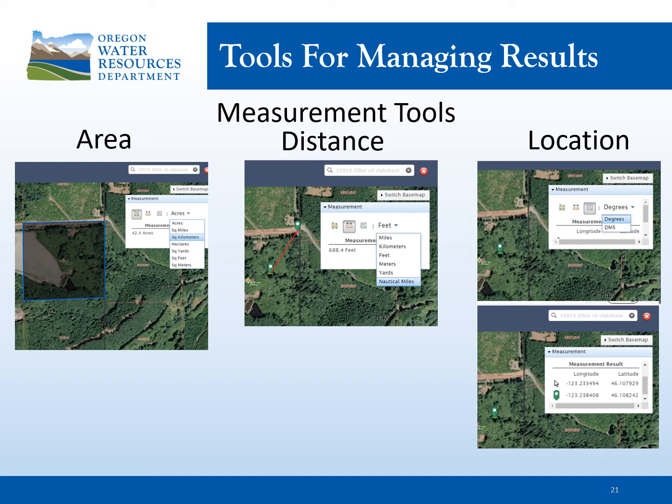When using the location tool, the user has the option to either observe the latitude and longitude as the cursor moves around the screen, or to select a specific point on the map to identify that latitude and longitude. The coordinates provided next to the arrow symbol are fluid as the cursor moves around the screen, and the coordinates next to the green drop pin represent the latitude and longitude for that selected point.